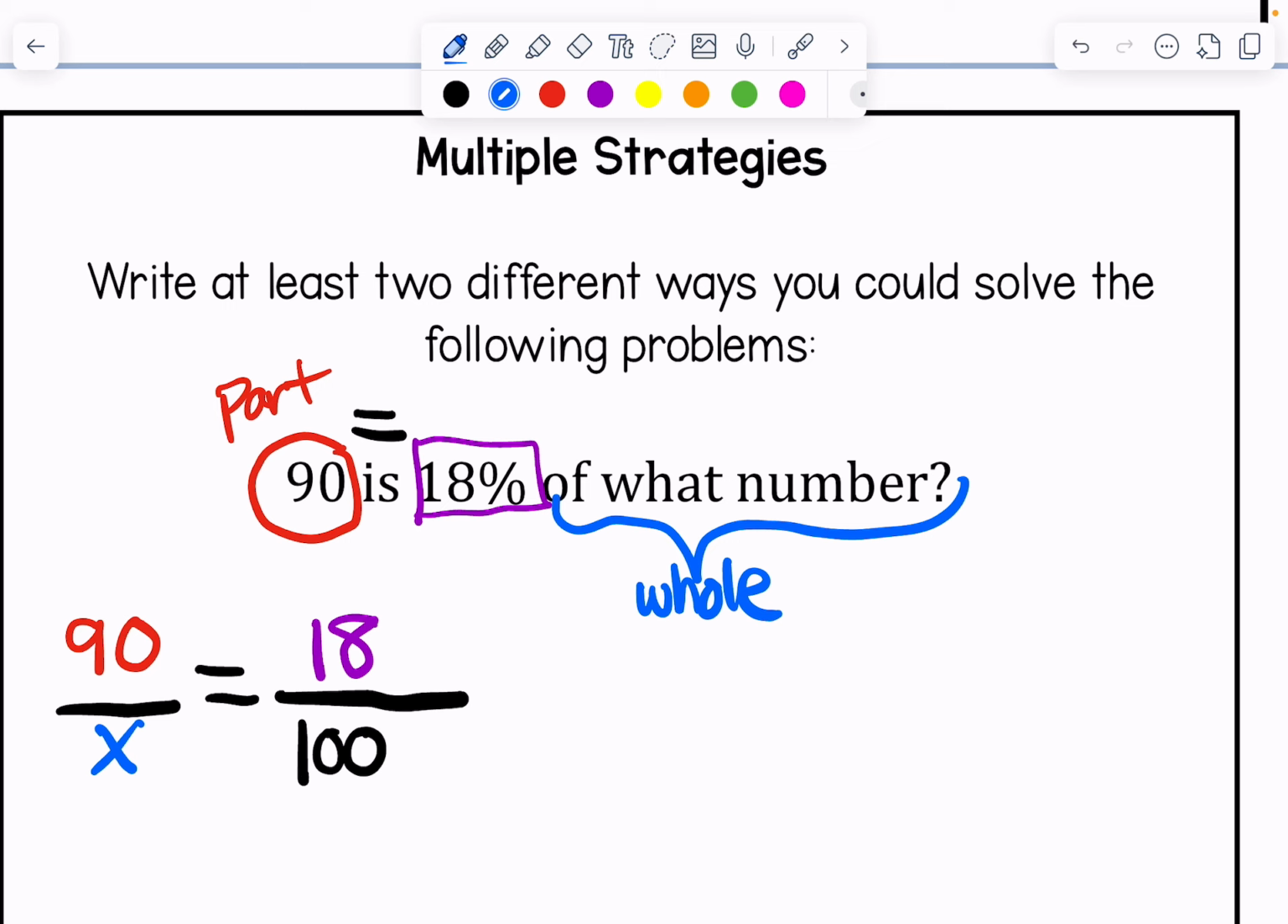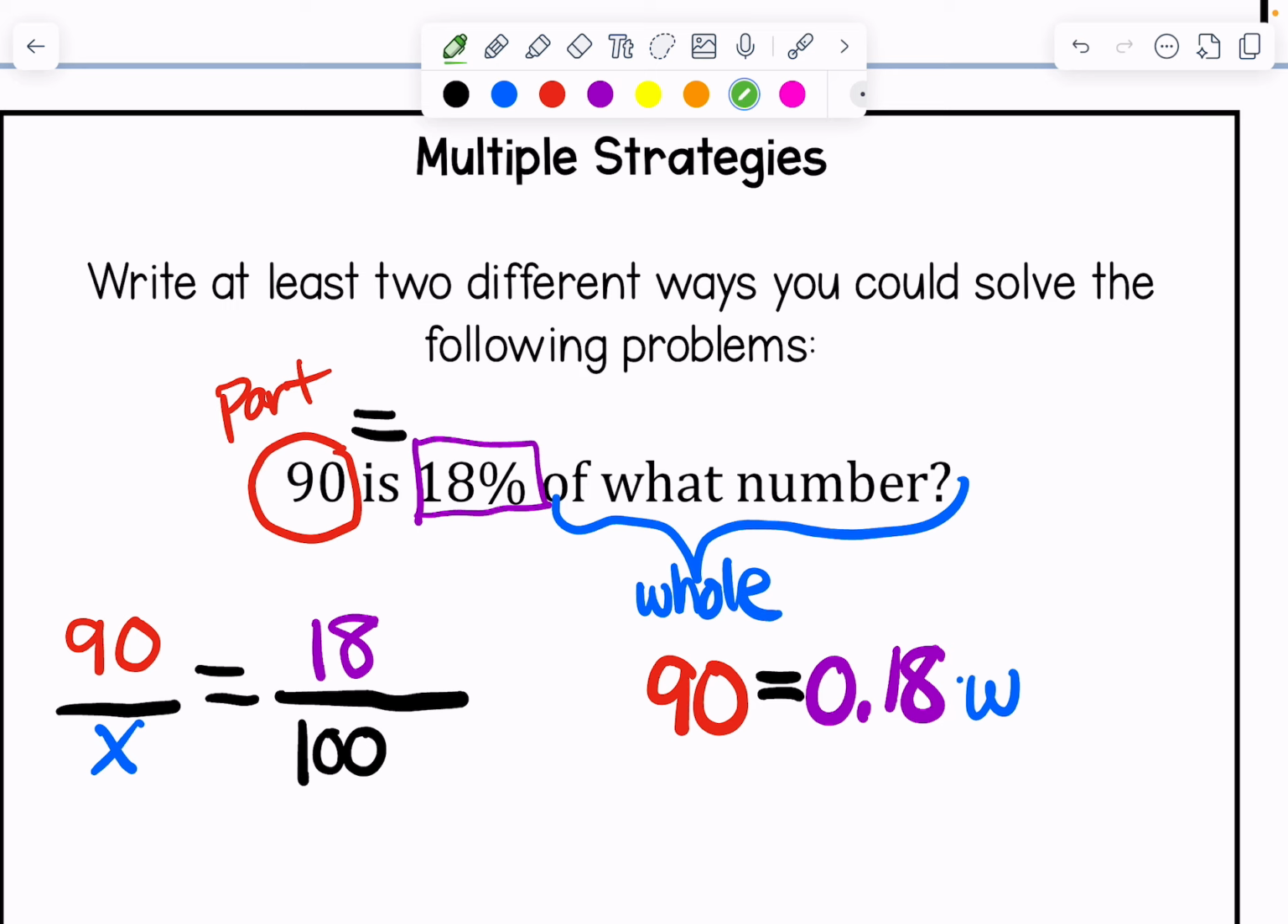Another way we could think of this would be, I know that 90 equals or is 18%. Now I can think of that 18% either as a decimal or a fraction. So 0.18 or 18 hundredths. And then of my whole, which I don't know, so times W. So then once you have either of these set up, then it's just a matter of solving.